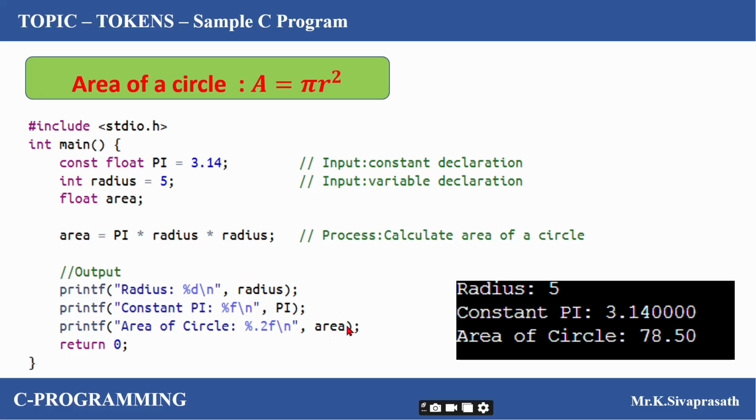And now the area holds the value of pi into radius, which means that for the radius assigned, with pi already declared as 3.14, it is going to give the area of the circle as 78.50, with a precision of 0.2, so two digits after the decimal point. From this program we can see the topic of tokens, starting from keyword, constant, variable, and all those things, shown as an example.